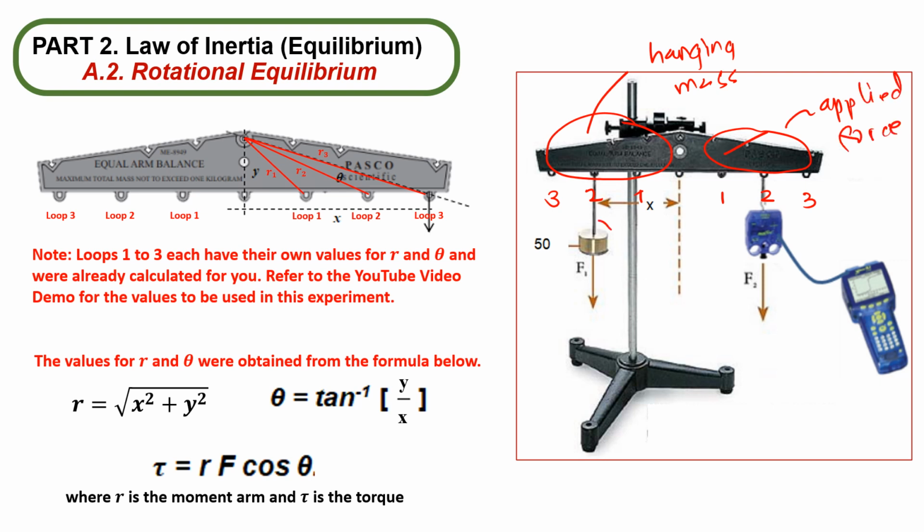So for the hanging mass, we need to use, of course, different masses here. And for the applied force, whatever be the reading here using the force sensor, that's the value of the applied force. Since we're talking about the hanging mass here, we need to get the F1 here. The F1 is equal to the weight of the hanging mass. To compute for that, it is simply the mass of the hanging mass multiplied by acceleration due to gravity. The acceleration due to gravity here is 980 centimeters per second squared, because the mass here is expressed in grams.